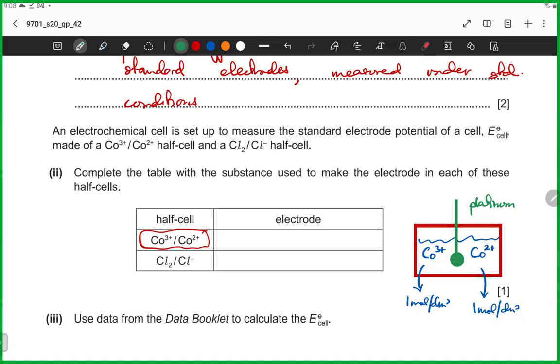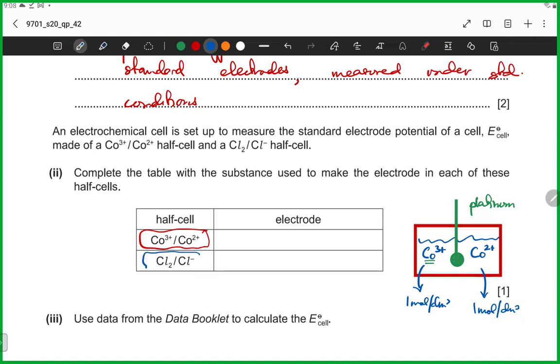Whatever the potential is, if cobalt ions like to gain electrons, they're going to gain electrons from the platinum electrode, and the platinum electrode will become positive. If cobalt 2 plus ions want to lose electrons, they're going to lose electrons onto the electrode, and the electrode is going to have too many electrons, so it's going to have a lower potential. It's going to have a negative potential. Okay? So that's the first type of electrode.